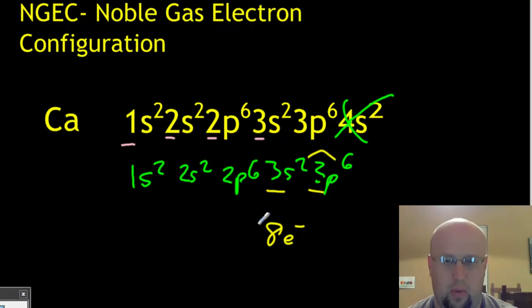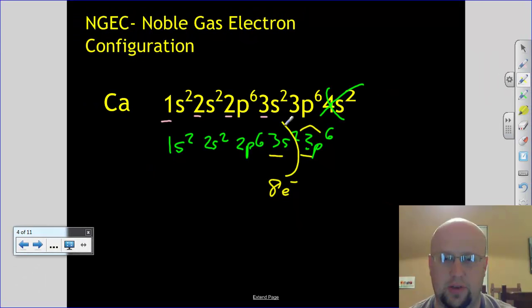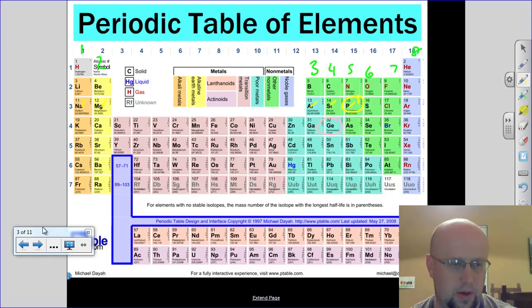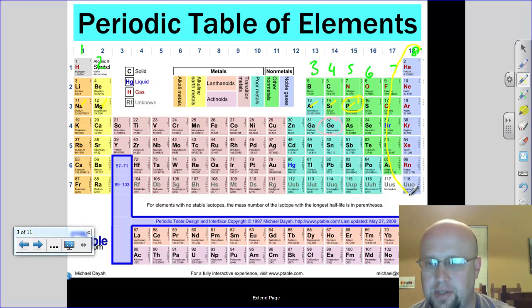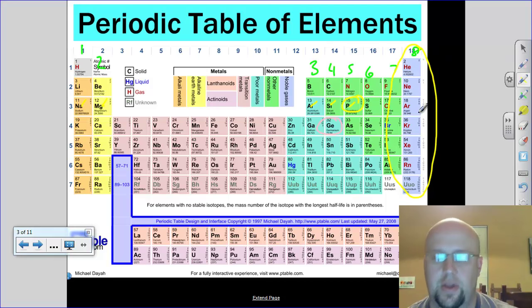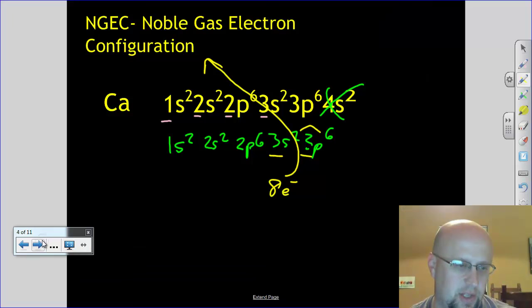Now why is that important? Because 8 valence electrons gives us a noble gas electron configuration. Remember, if we go back and look at the periodic table, the noble gases are right here, they're group 18, and they all have 8 valence electrons, except for helium. Helium's a little bit of an exception, it only has 2, but that's because it's only in the s orbital area. But for most of them, they've got 8, and that's what we're trying to get to, those 8 valence electrons.